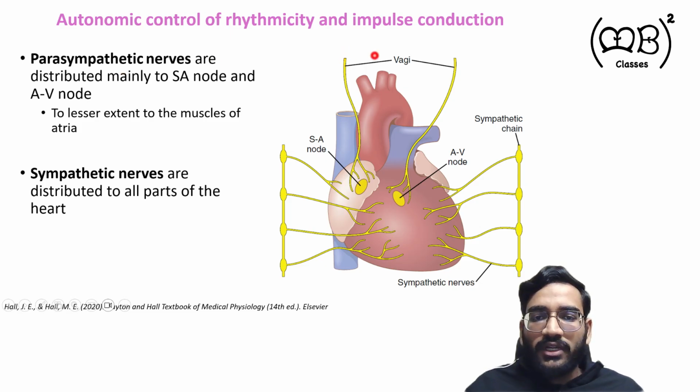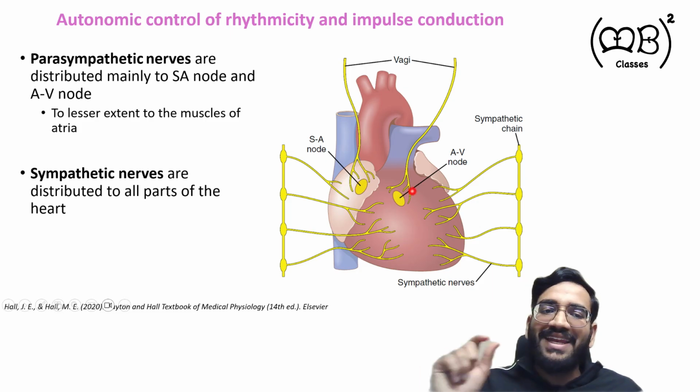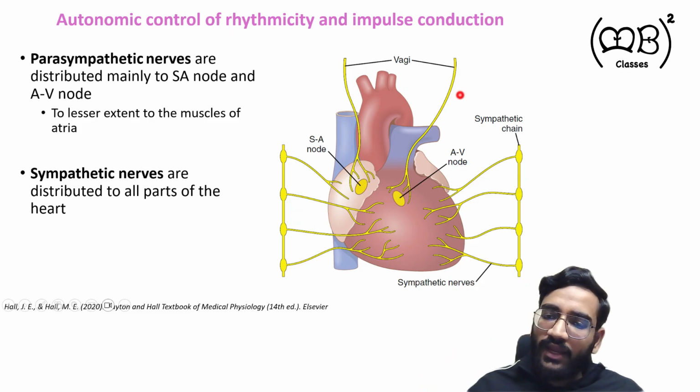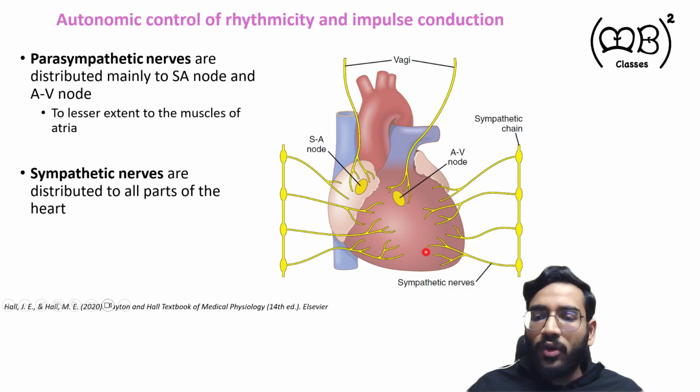So the parasympathetic nerves via the vagus are mainly distributed to the SA node and the AV node, to a very less extent to the atria, but almost no parasympathetic innervation is there in the ventricular musculature. So the parasympathetic nerves will mainly be distributed to the SA node and the AV node. The sympathetic nerves are distributed to all the parts. So as opposed to the parasympathetic, sympathetic will be distributed to the SA node, AV node, the atrial musculature, and the ventricular musculature.